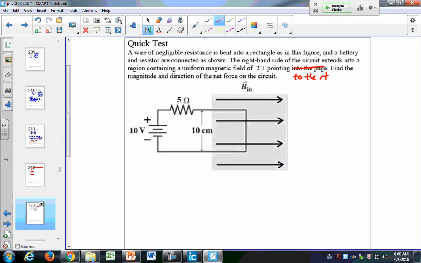When you get a magnitude, tell your neighbor what you got. Do you have a magnitude yet for the force? So your first step is to find the current. When you find the current, our force is just I L B sine theta. So find your current, figure out what is your L, what is your B, and you should be able to find the force.